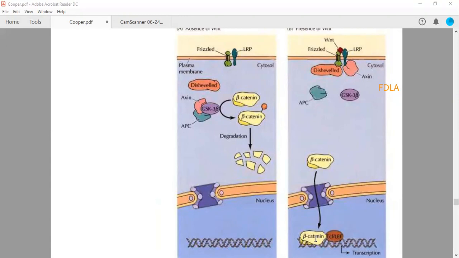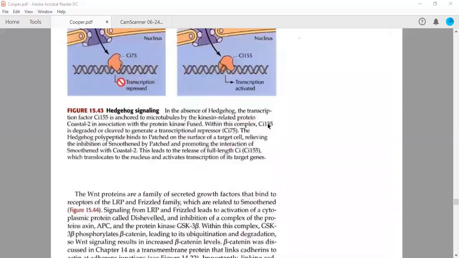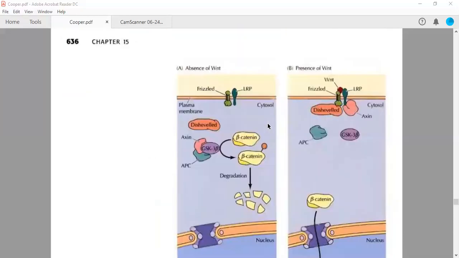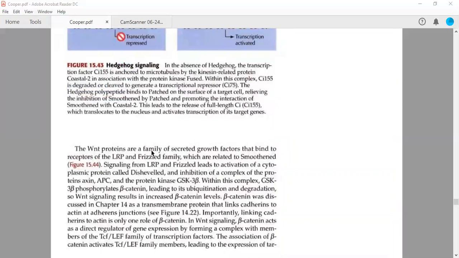This beta catenin will interact with certain other transcription factors. This is TCF and LEF. It will activate these transcription factors, and thus the transcription of certain target genes can be achieved. So let us study and finish this particular signaling. This is called the Wnt signaling pathway. This is also in certain developing embryos. Wnt proteins are a family of secreted proteins. Again, these are secreted proteins. So let me underline important points.